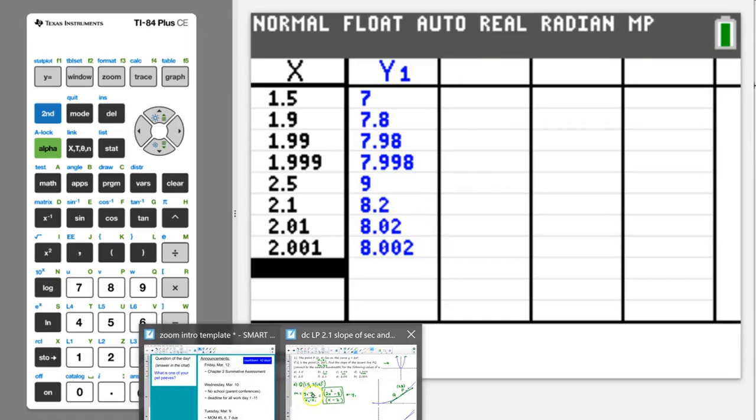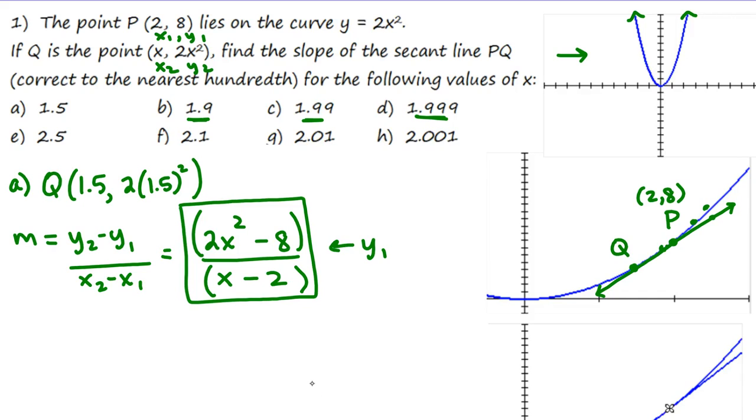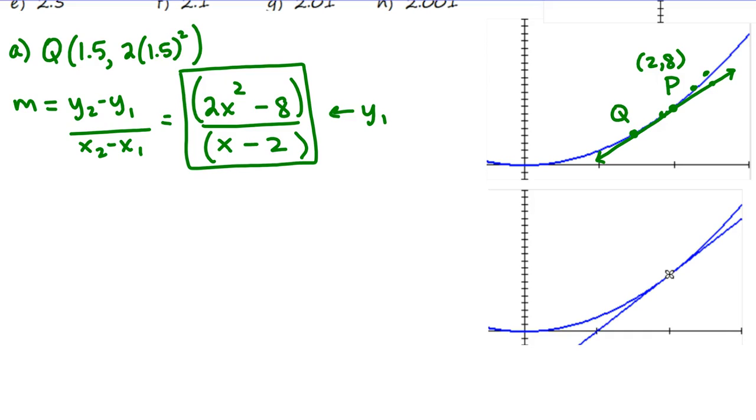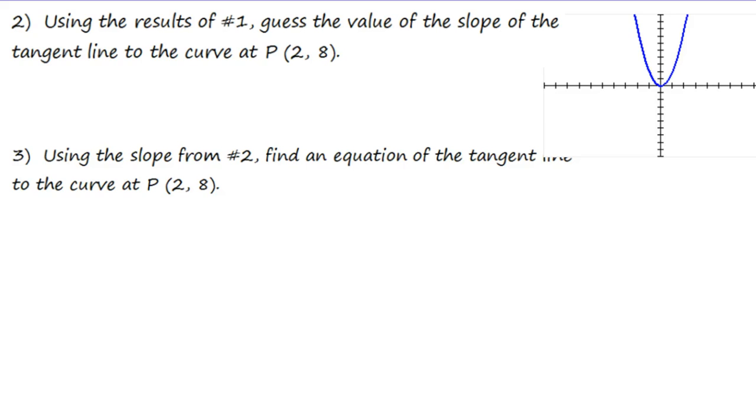Okay, so let's go back here, and what you would do is just write down those values for your answers, those slopes. And the next question is, using the results of that problem, guess the value of the slope of the tangent line to that curve at that point. Well, we saw that those slopes were getting closer and closer to 8.